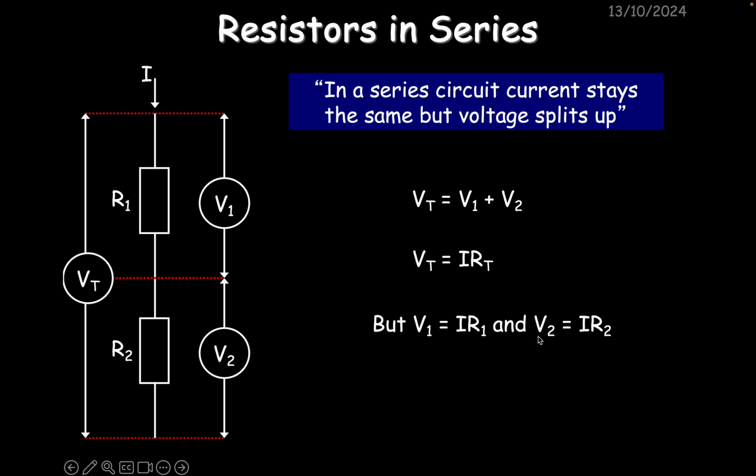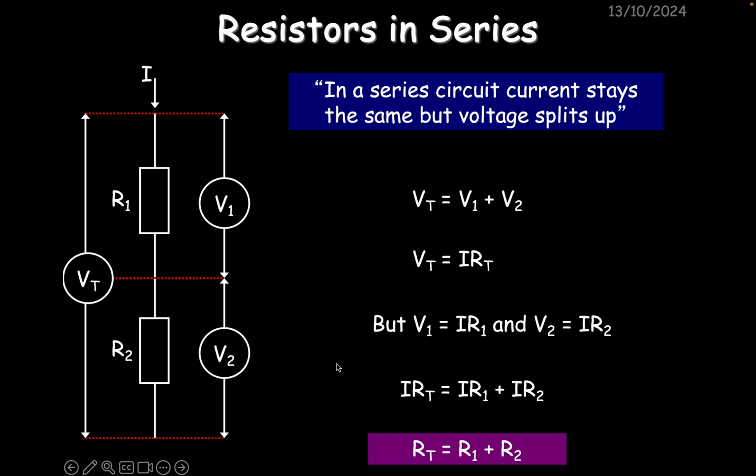So substitute for V1 and V2 using I and R, and you'll come up with this equation, where the total voltage is substituted on the left hand side, and the others on the right hand side, and you get I times RT equals I times R1 plus I times R2. The I's cancel because it's the same current throughout. Therefore, you have proven that 2 resistors in series are simply the addition of the 2 resistances in ohms.